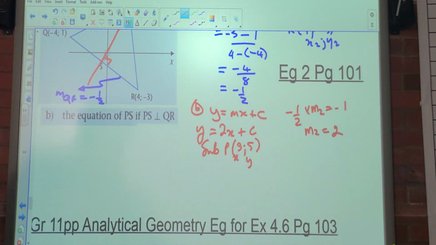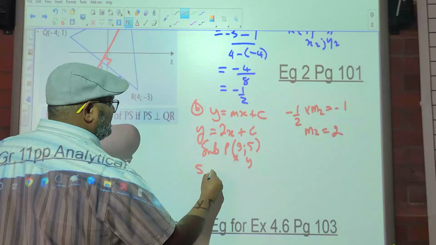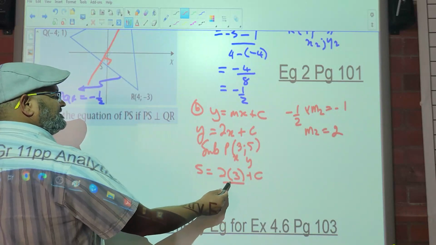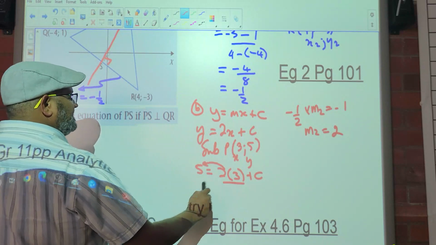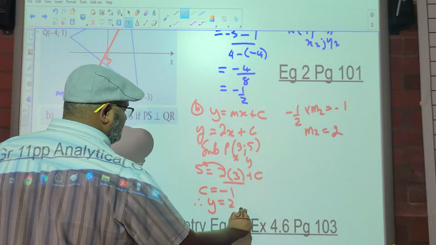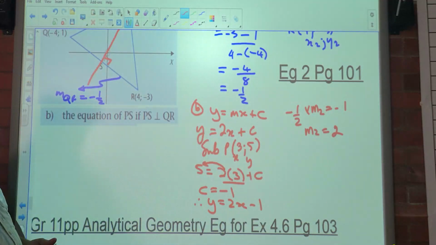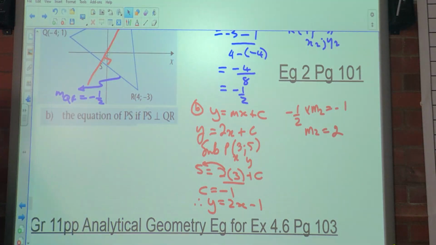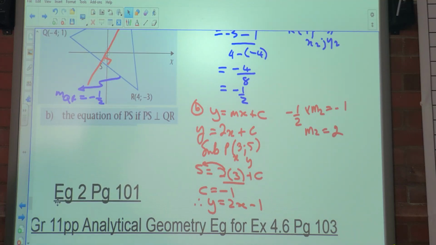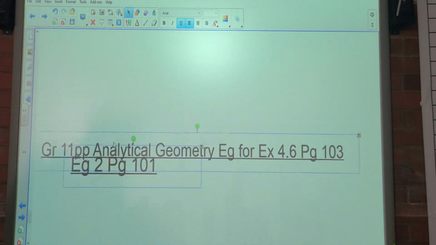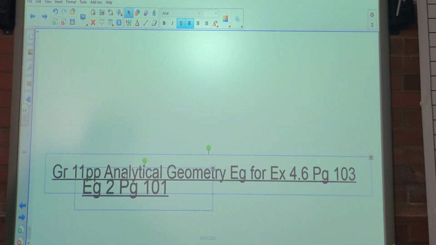Let's go with that now. So this will simply be 5 is equal to 2 times 3 plus c. That gives you an answer of 6. So it's 5 minus 6, which is negative 1. My equation is y is equal to 2x minus 1. Alright, any confusion there? Very simple, no? As long as you have understood everything of exercise 4.1 to 4.5, this should be simple.